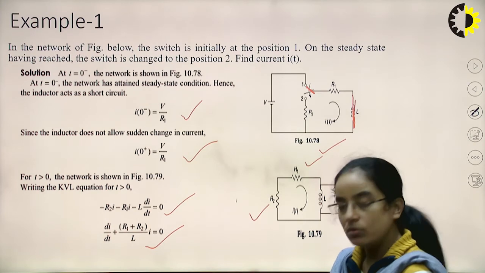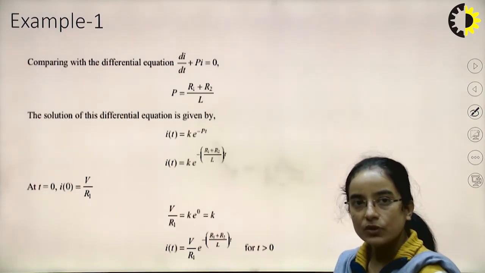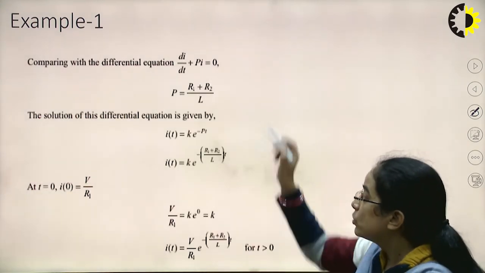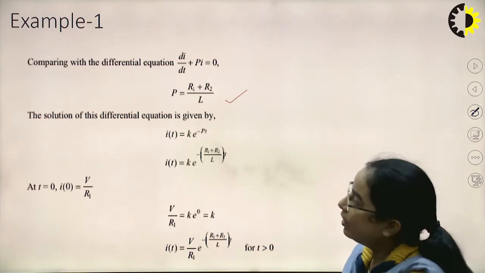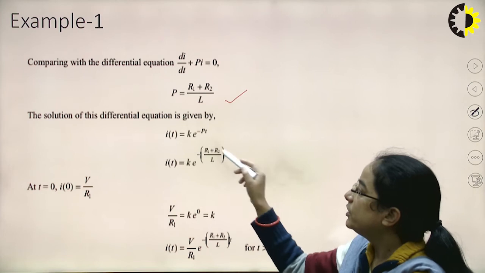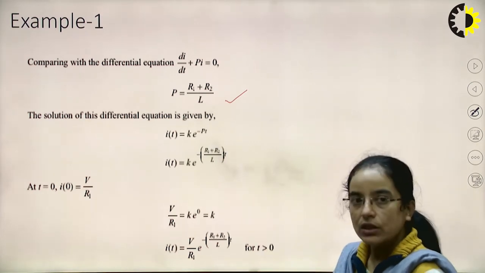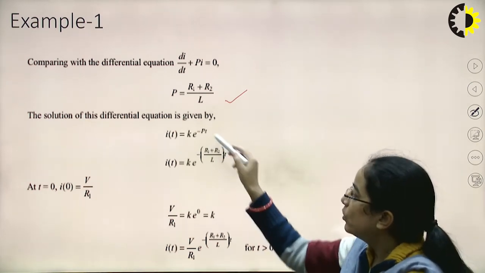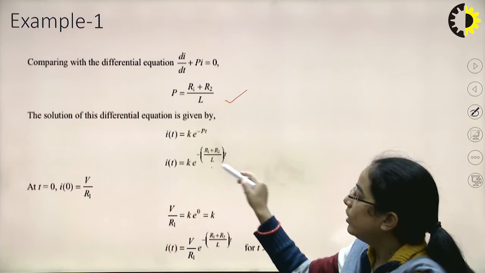So now we will solve this differential equation. This is the homogeneous equation, where P is (R1 plus R2) by L. The solution of this will be given as i(t) equal to K into e to the power minus Pt. So we will put the value of P as (R1 plus R2) by L.